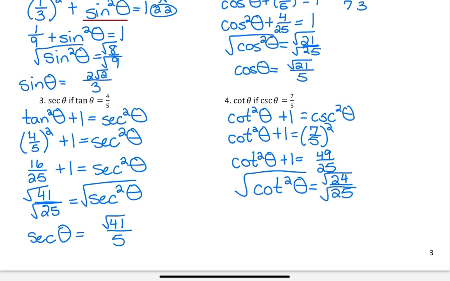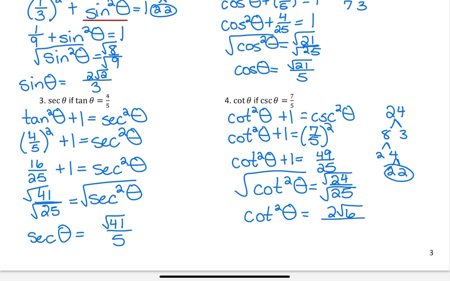Square rooting the top means that I'm going to need a factor tree. 8 and 3, 2 and 4, 2 and 2. I can take a pair of 2's out. So cotangent of theta is equal to 2 square roots of 6, because 2 times 3 is remaining. Then the denominator, the square root of 25, is 5.